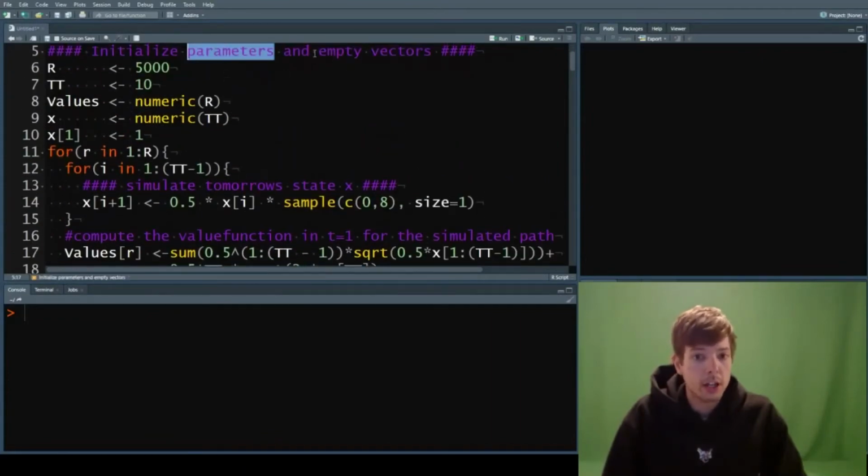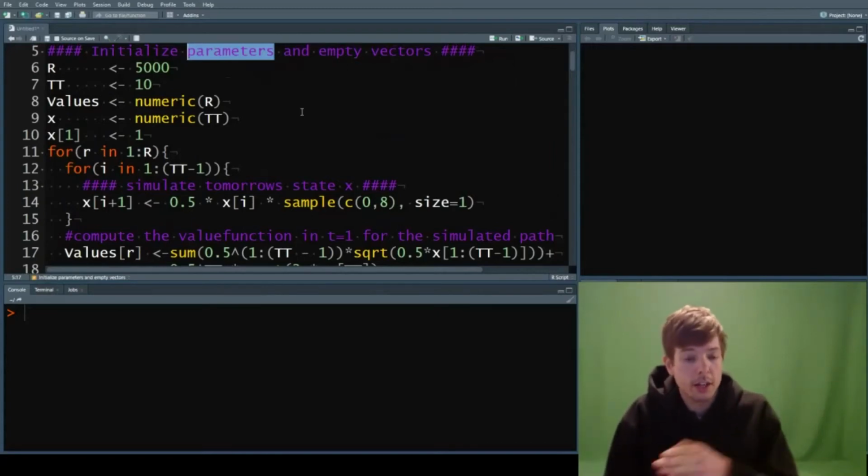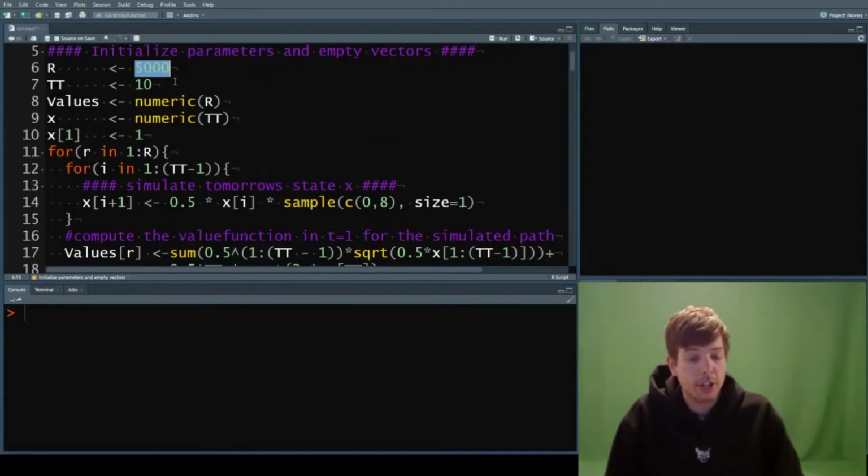So what we are going to do is, first, initialize our parameters for the simulation and some empty vectors to store the values and our state variable x over the time periods. So r is equal to 5,000, the iterations of our simulation, and capital T, or TT in here because we don't want to overwrite the true value in R, is 10. Then we initialize an empty numeric object for the values that has length R, and we do the same for the states with a length of capital T. Then we set the first of these numbers to 1, because in the first period we start with a wealth, or a state, that equals 1.